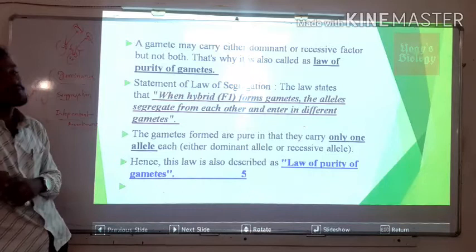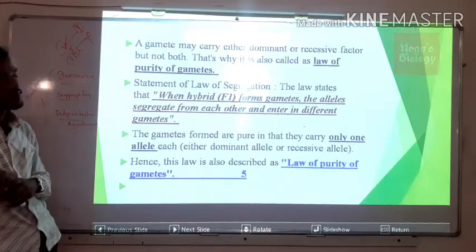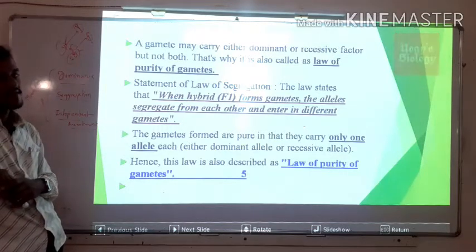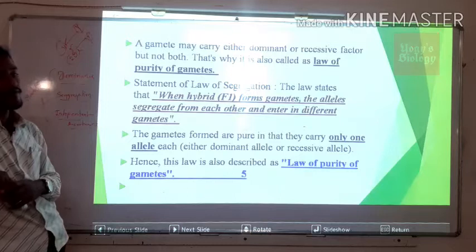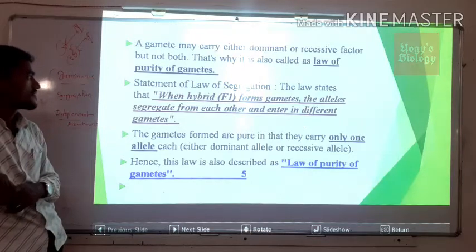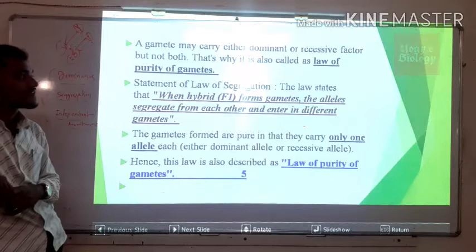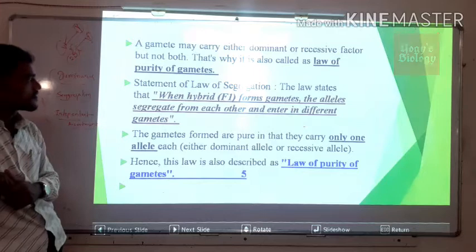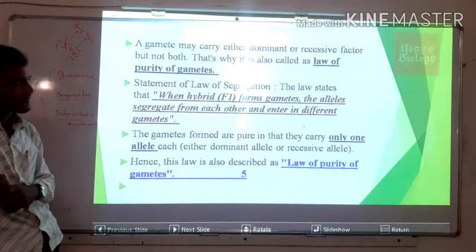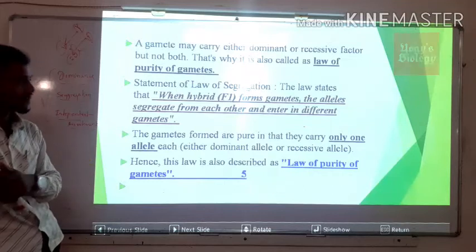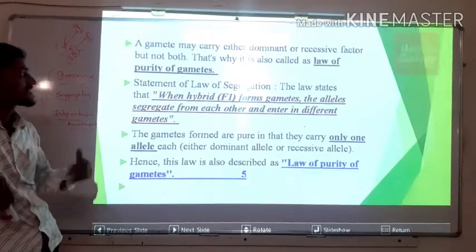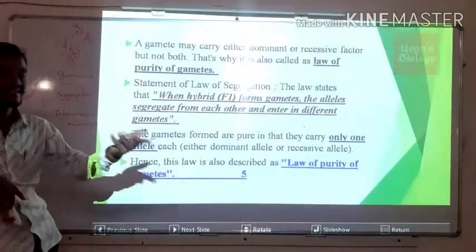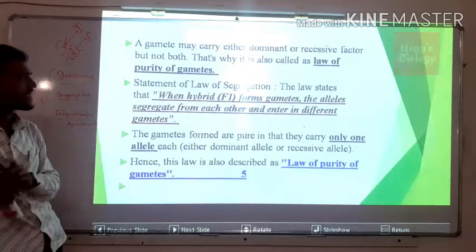Then the statement of the law of segregation. Mendel's law states that when a hybrid F1 forms gametes, the alleles segregate from each other and enter into different gametes. After the formation of gametes, the alleles separate from each other and enter different gametes. Very easy and simple statement.